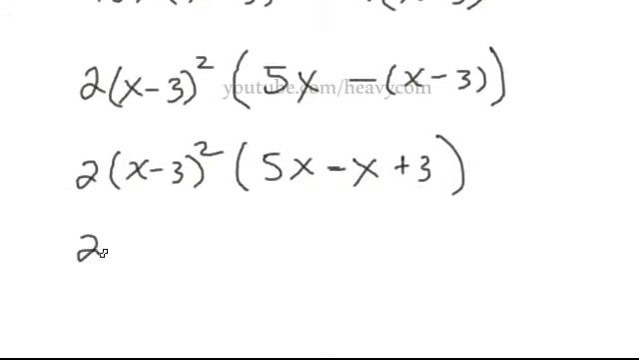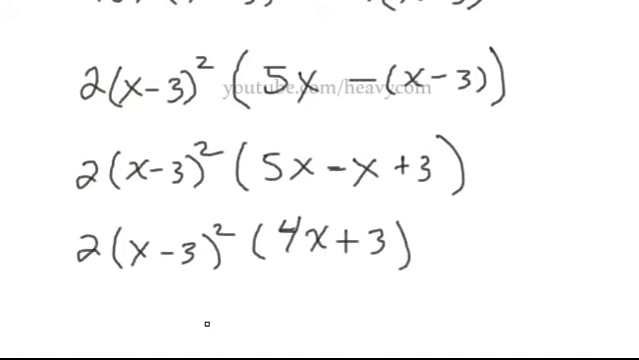And so we're going to have 2 times x minus 3, quantity squared, and no, that's not a 5x. So 5x minus x is going to end up being a 4x plus 3. Okay, let's look at another one.